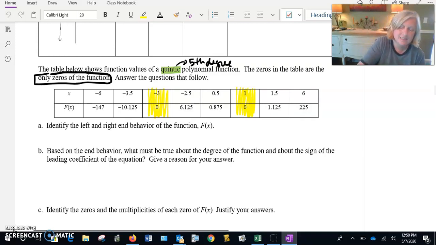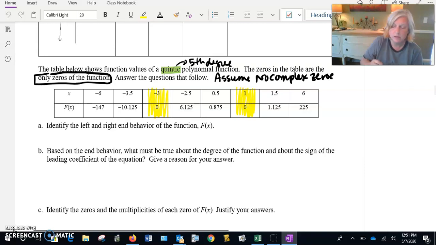And even though I did not say this in the stem, in pretty much all of these notes that we're looking at, we're going to assume no complex zeros, okay? No complex zeros on this at all. So the fact that there are only 2 zeros means that there's going to be some multiplicity on those 2 zeros, and we're going to use the information in the table to help us determine that.